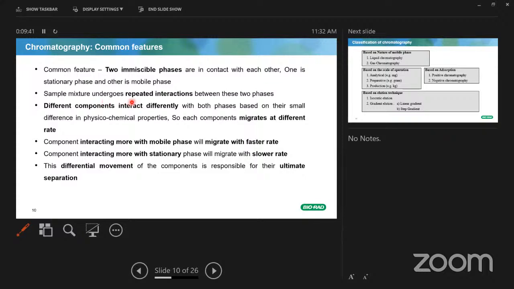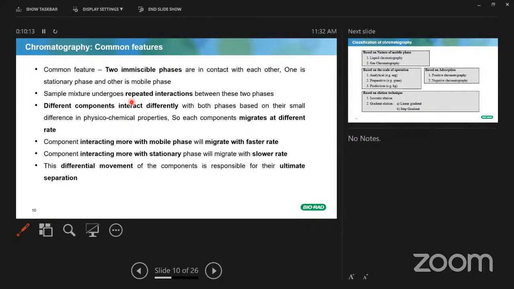The sample mixture goes through repeated interactions. As I told in the previous slide also, the interactions are between the sample which is in the solution and the stationary phase which is in the glass column. So it goes into repeated interactions. The interactions can be of a physical type or a chemical type, depending upon the technique, which we'll see a bit later. But that is a broad perspective.